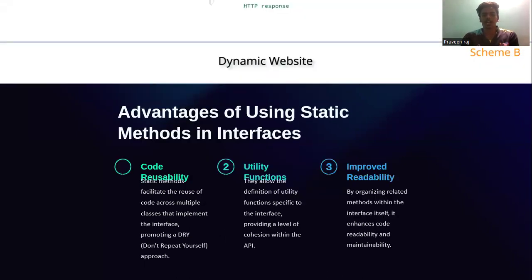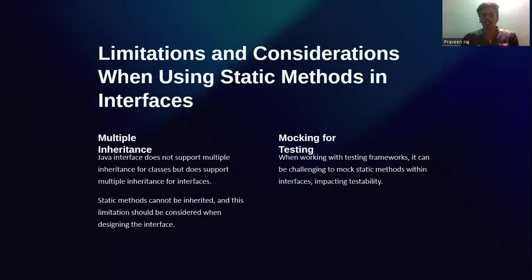Advantages of using static methods in interfaces. Code reusability: static methods facilitate the reuse of code across multiple classes that implement the interface, promoting a DRY, do not repeat yourself, approach. Utility functions: they allow the definition of utility functions specific to the interface, providing a level of cohesion within the API. Improved readability: by organizing related methods within the interface itself, it enhances code readability and maintainability.